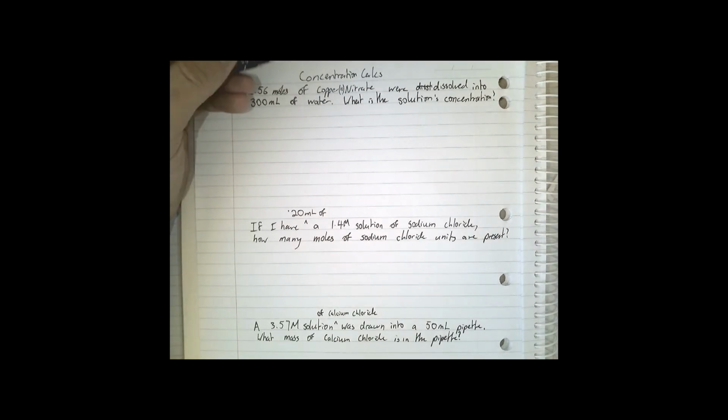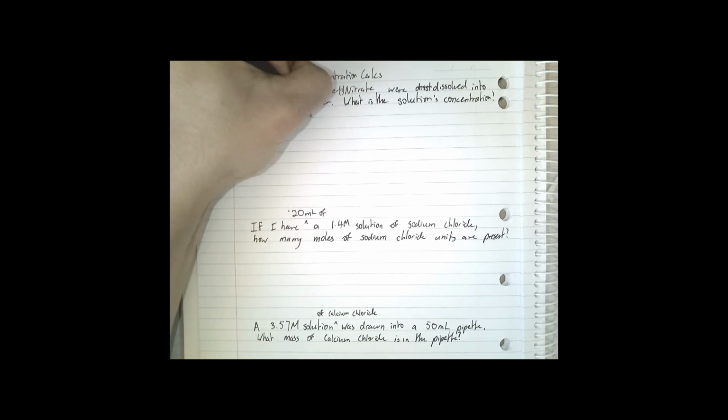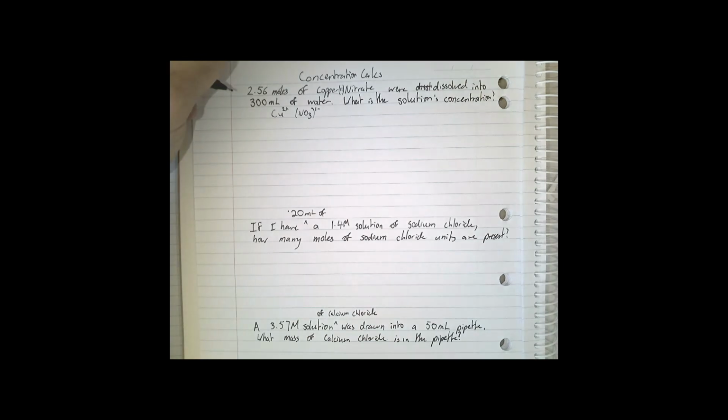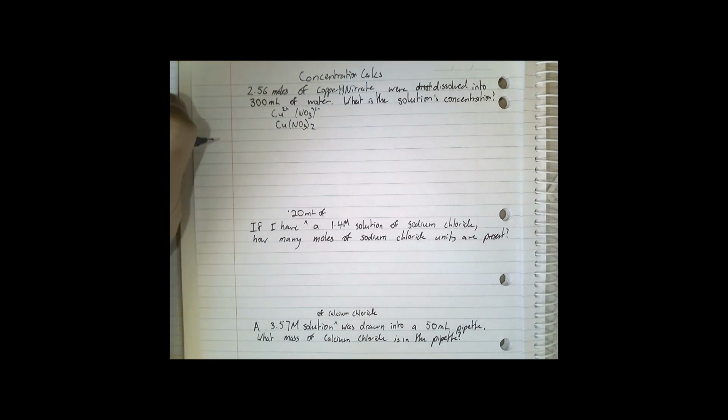So first off, we're being told that we have copper nitrate. So I'm going to write down the formula just for a little bit of practice. So I have copper with a charge of 2+. I have nitrate ions as well, and they always have a charge of -1. So to balance those out, I'm going to have to make sure that I have 2 nitrate ions for every copper ion. Now that's the formula of copper nitrate that we're going to be working with today.